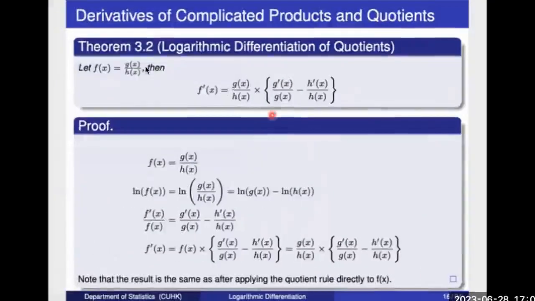Similarly, theorem 3.2 states that if f x equals g x divided by h x, then the derivative of f x with respect to x is equal to g x divided by h x times the difference between g prime of x divided by g x minus h prime of x divided by h x. To demonstrate this theorem, we again take the natural logarithm of f x and simplify using logarithm properties. We then differentiate implicitly with respect to x to arrive at an expression for the derivative of f x. Note that the result is the same as after applying the quotient rule directly to f x.